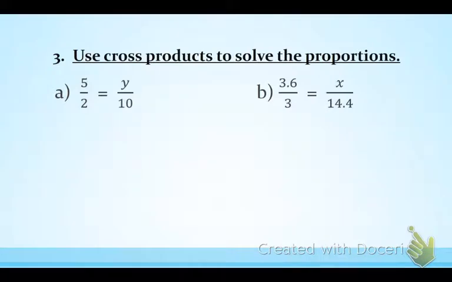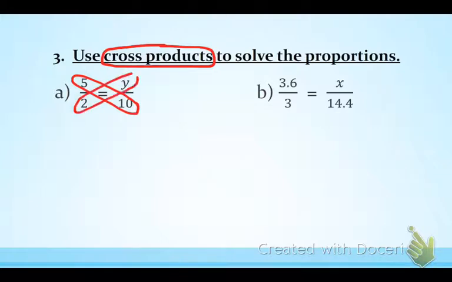Now we taught one last way yesterday using cross products to solve the proportions. If you remember with cross products, you are multiplying across. So I'm going to start with my 5. What should I multiply the 5 by? 10. 5 times 10. And what should I multiply the 2 by? Y. 2 times y. Once again, I want you to show me your work so I understand that you're understanding it.